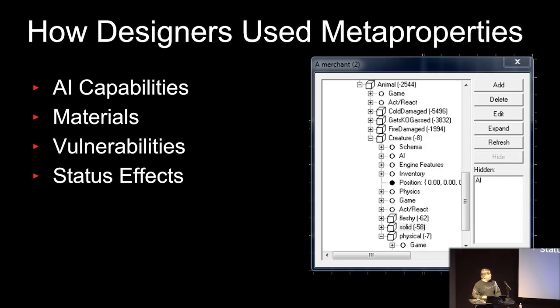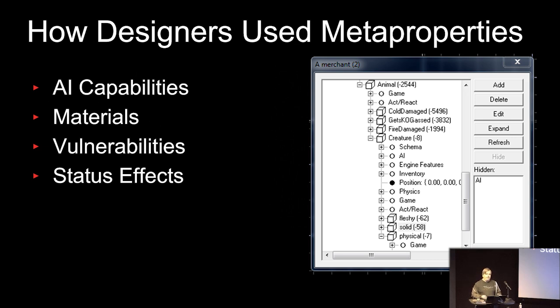So on this tool you can see I have the animal archetype open, and cold damaged, get KO gassed, and fire damaged are all meta properties. Creatures are an archetype, and then down below you can see creatures are all fleshy and solid, and physical is their archetype. Designers use them for AI capabilities.